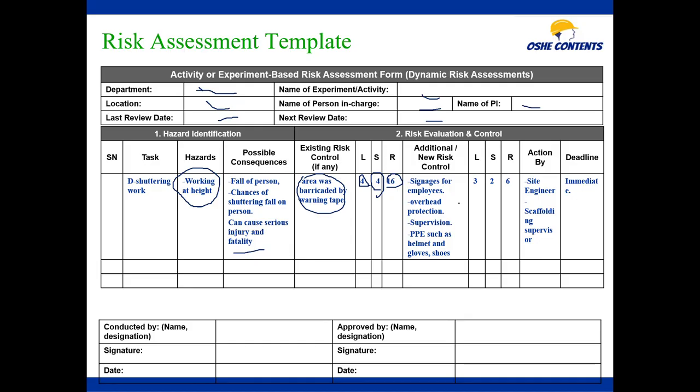So what do we need to do? We need to stop the work, the activities. The shuttering activities need to be stopped, because the chances are very high. The risk level is 16. And then, as additional new risk controls for those activities, there should be signage for employees about falling objects, and overhead protection if required, so that even if shuttering, other materials or tools fall down during deshuttering, it will not hit a person who is working below or passing by.